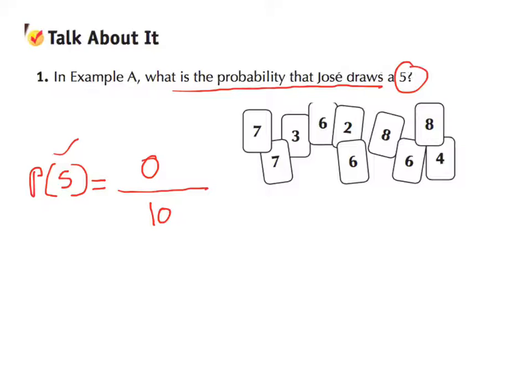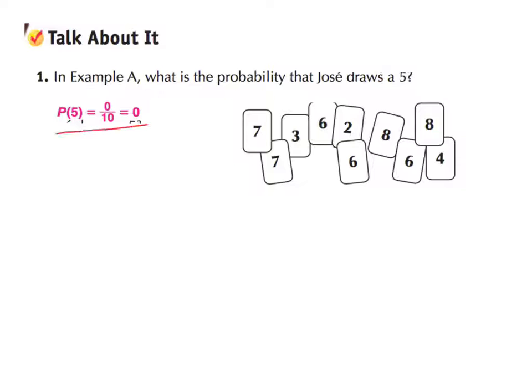So 0 divided by 10 is 0. So the probability of picking a card which is numbered 5 is 0. Impossible. That's the answer.